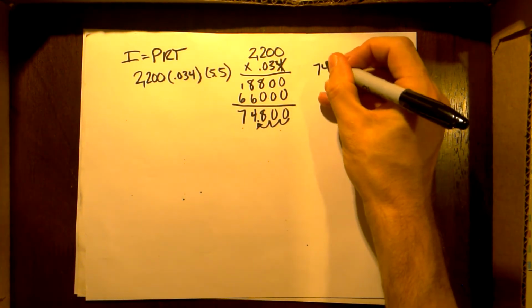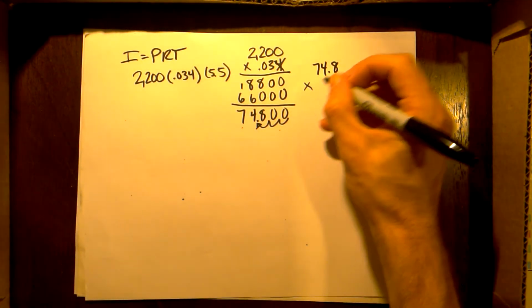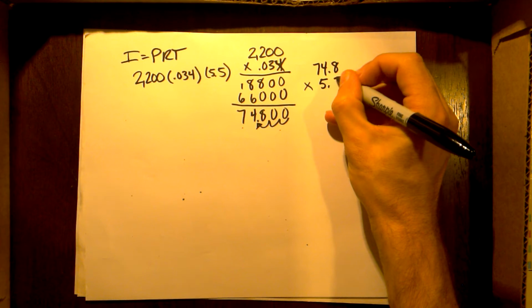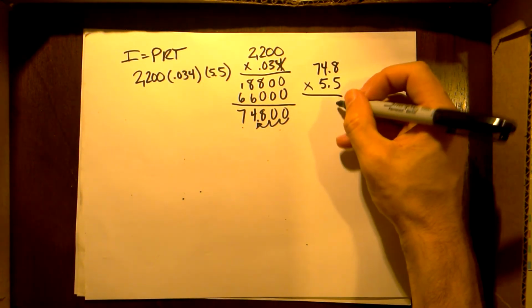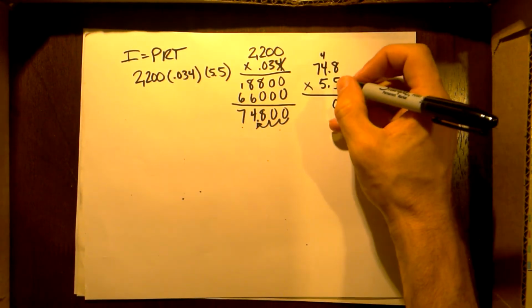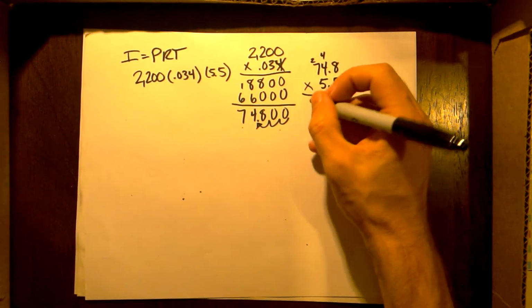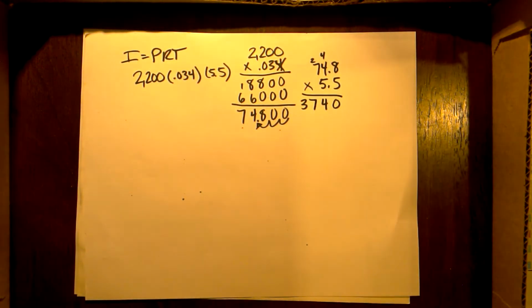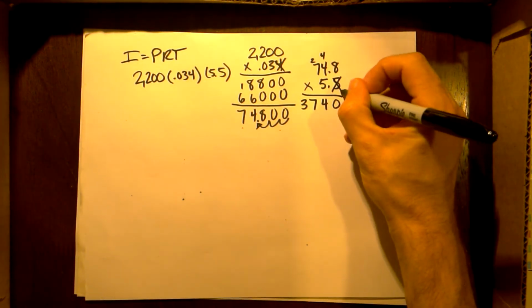Now I have 74.8 times 5.5. 5 times 8 is 40. 5 times 4 is 20 plus 4 is 24. 5 times 7 will be 37. 5 times 7 is 35 plus 2 is 37.